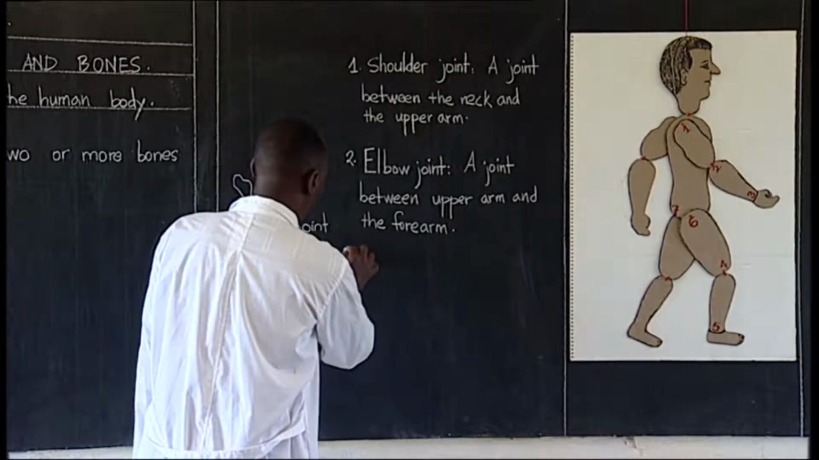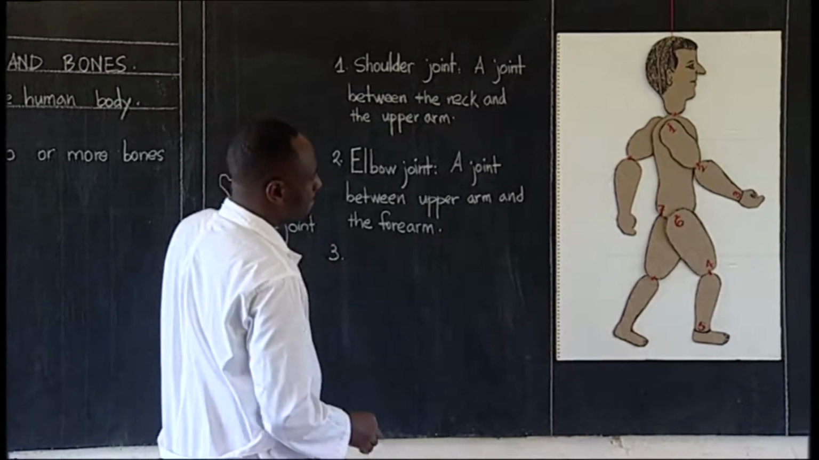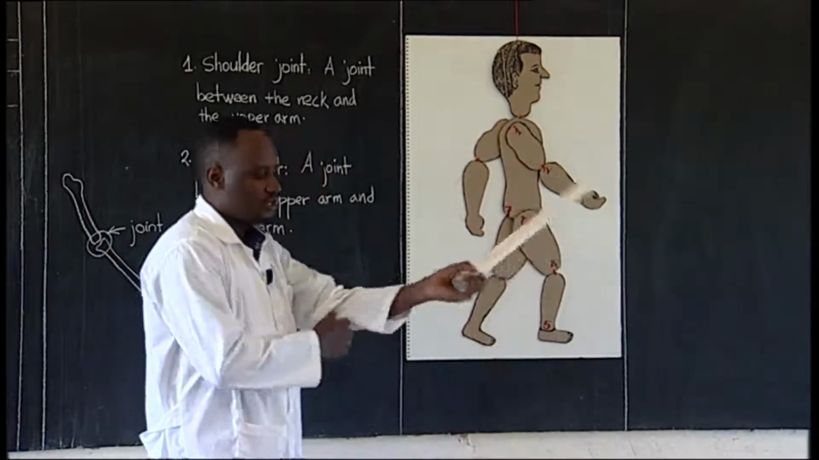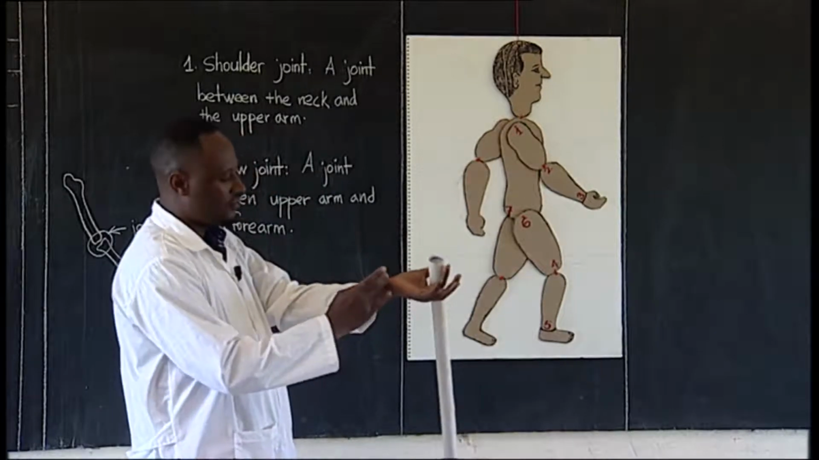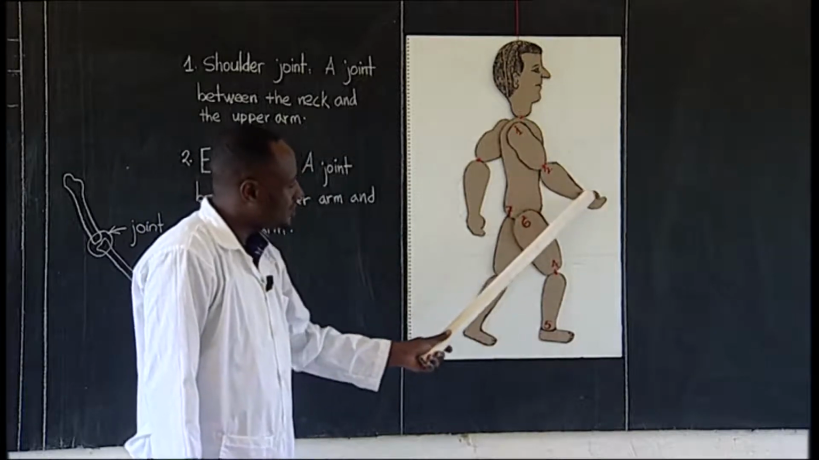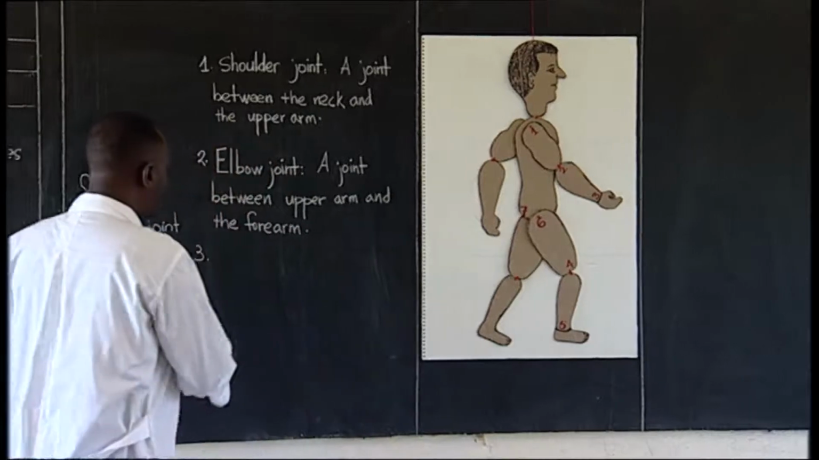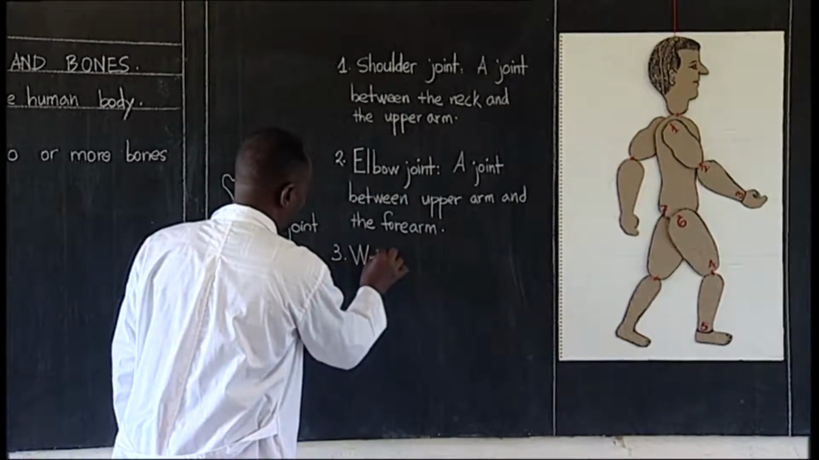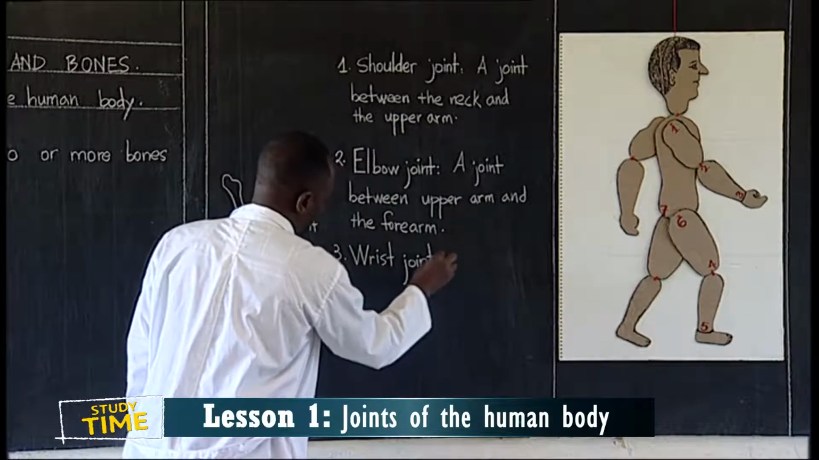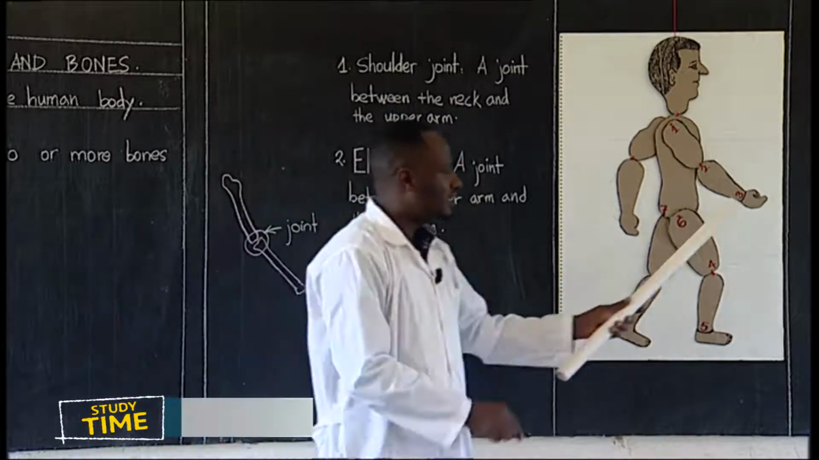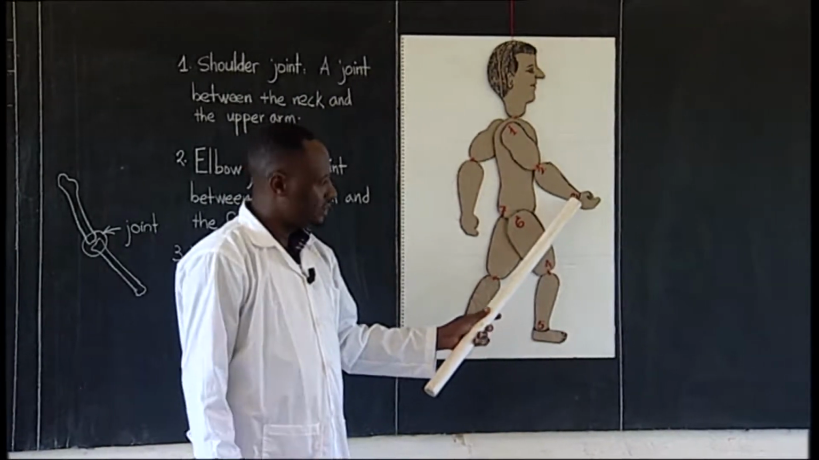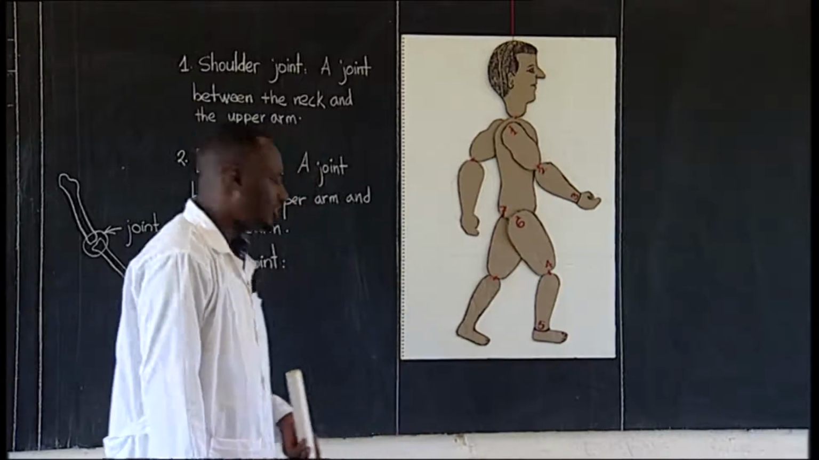Joint number 3, we have, as you can see, joint number 3. That is the joint around here, between the forearm and the hand. This is the hand, this is the forearm. So the joint around that region is known as the wrist joint. The wrist joint. That region around here, number 3, is known as the wrist. So that's why the joint around there is known as the wrist joint.